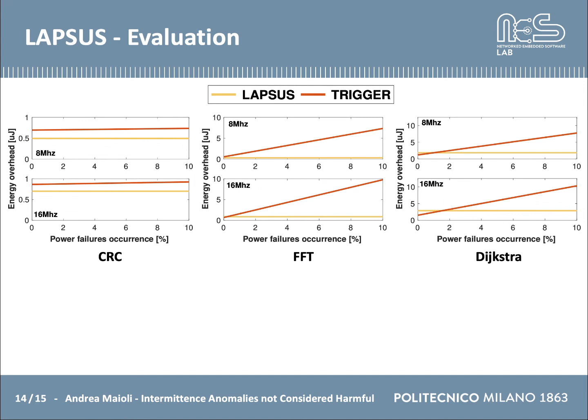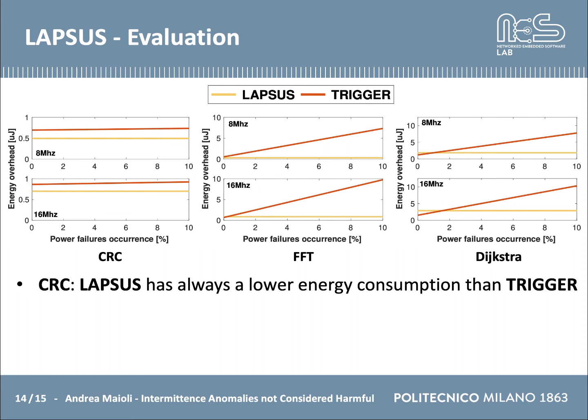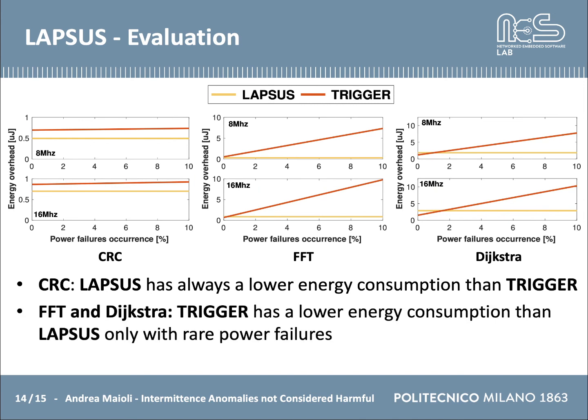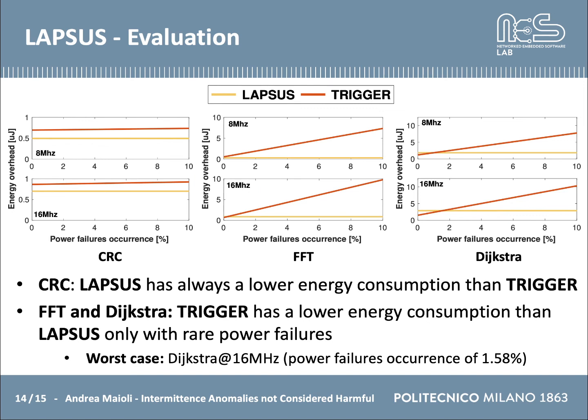In the CRC benchmark, Lapsus always has a lower energy consumption than Trigger, as here, trigger calls introduce a higher overhead than complete checkpoint operations and non-volatile memory accesses. Instead, in the FFT and Dijkstra benchmarks, Trigger has a lower energy consumption with respect to Lapsus only when rare power failures happen. For example, the worst case happens in the Dijkstra benchmark at 16 MHz, where Trigger has a better energy consumption than Lapsus only when less than 1.58% of loop iterations end up with a power failure.